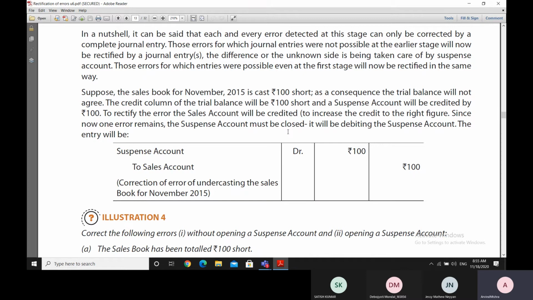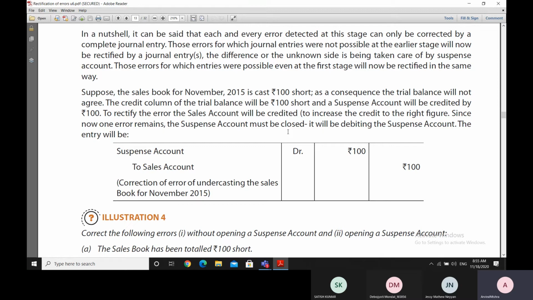Later on, when we find that this 100 rupees shortage was due to the sales book being cast 100 rupees shorter, that is, the total of the sales book being taken 100 rupees shorter, we therefore need to credit the sales account by 100 rupees and debit the suspense account by 100 rupees. By debiting the suspense account, we are squaring off the credit that we had introduced in the suspense account earlier. So the entry would be suspense account debit 100 rupees to sales account 100 rupees.